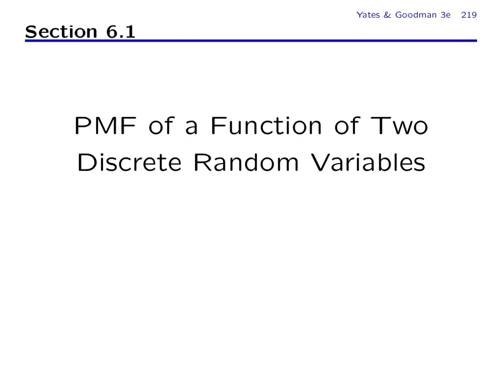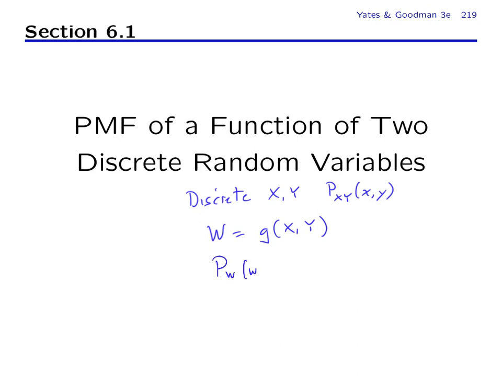So we'll start with the simplest case where we have discrete X and Y with some kind of a joint PMF, and we form W is some function of X and Y. And since X and Y are discrete, the set of possible values for W is also a discrete set. And so W will be a discrete random variable, and so we'd like to find its PMF, p_W of w.